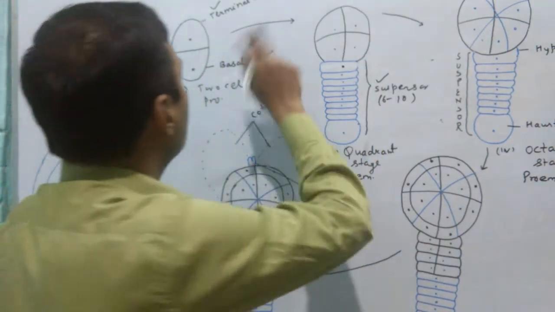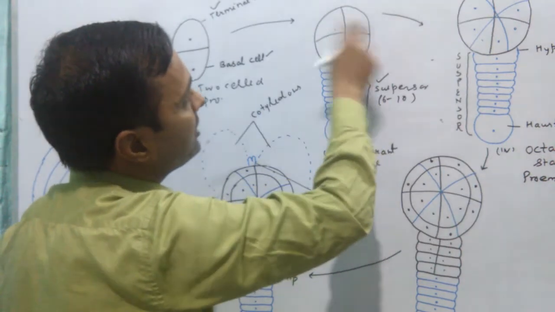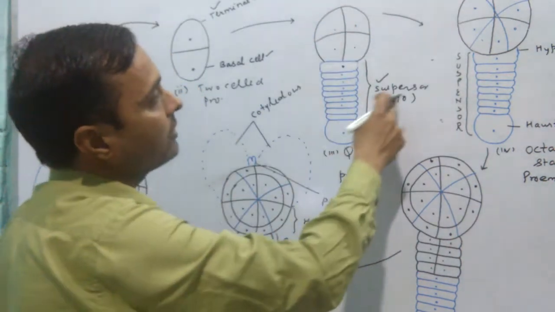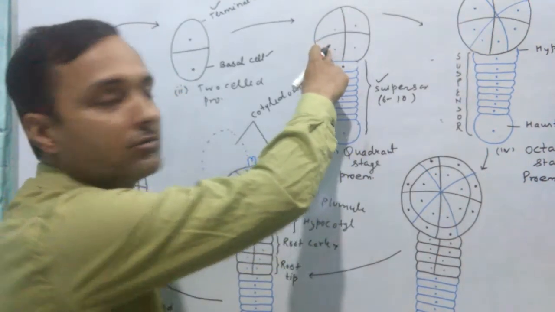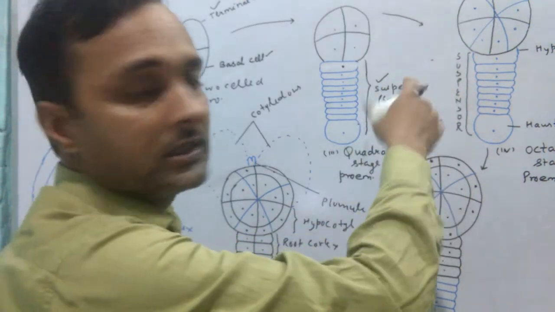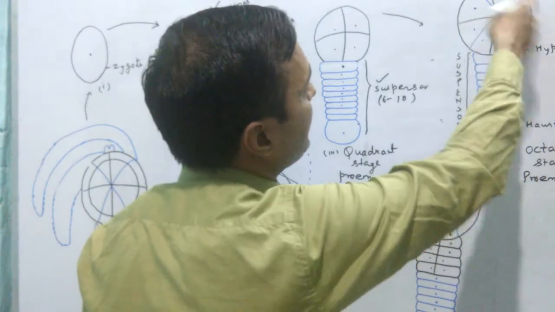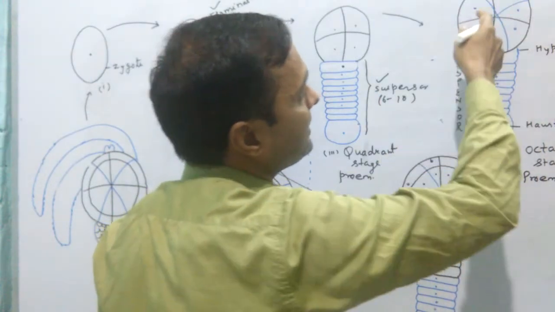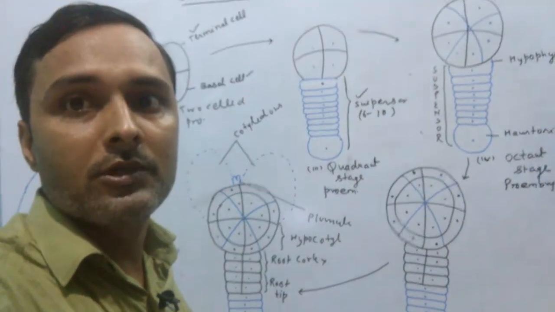At the same time, the terminal cell also divides two times and forms four cells. This is known as the quadrant stage, because the number of cells in the embryo is four. Now come to the next. Further, this terminal cell divides two more times and forms an 8-cell proembryo. This is known as the octant stage or 8-celled proembryo.